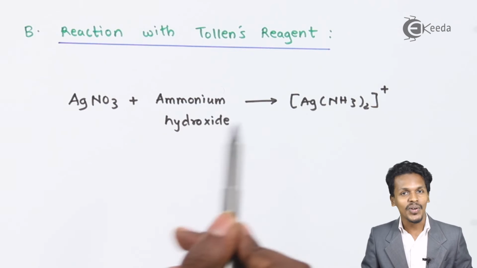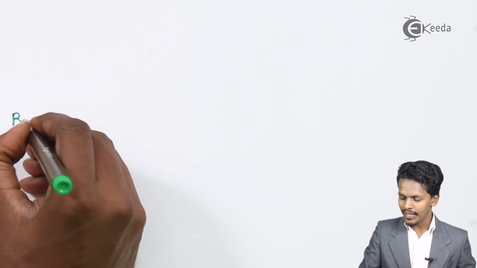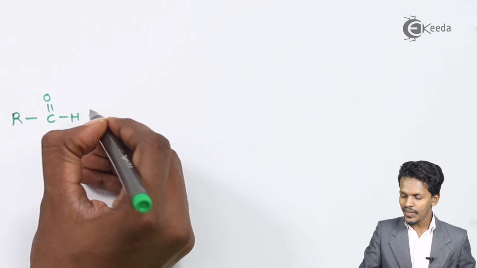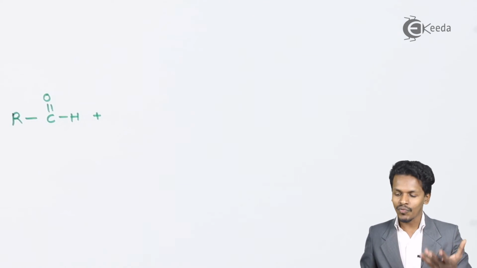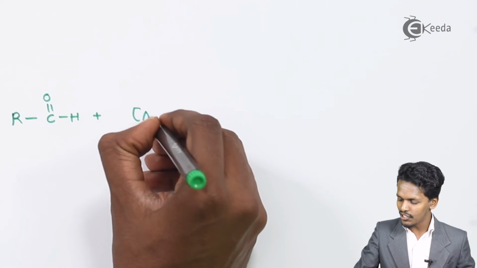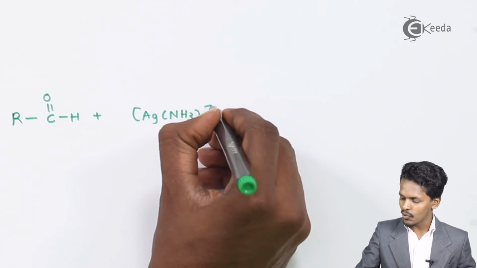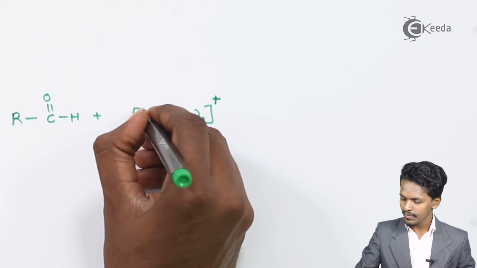and now let us understand what happens if the aldehyde is treated with this Tollens reagent. So the aldehyde, which could be represented by the general formula RCHO, suppose it reacts with the Tollens reagent, and what we have is Ag(NH3)2, which has an oxidation state of +1.